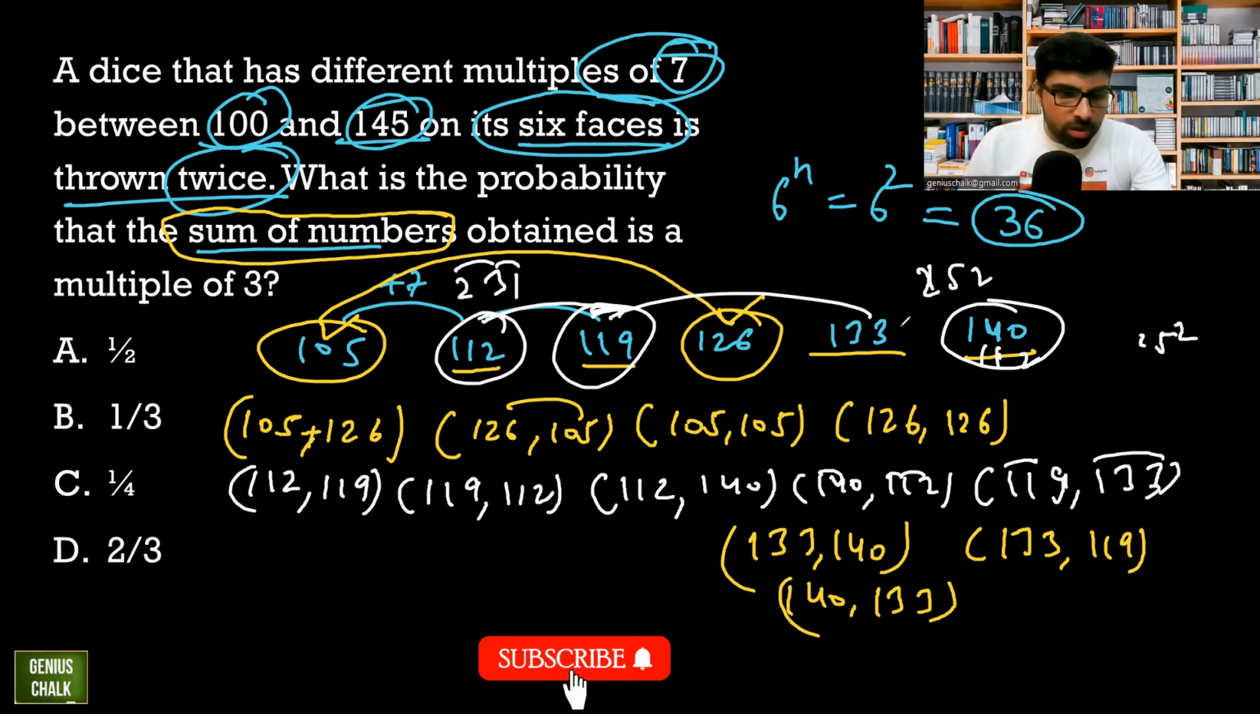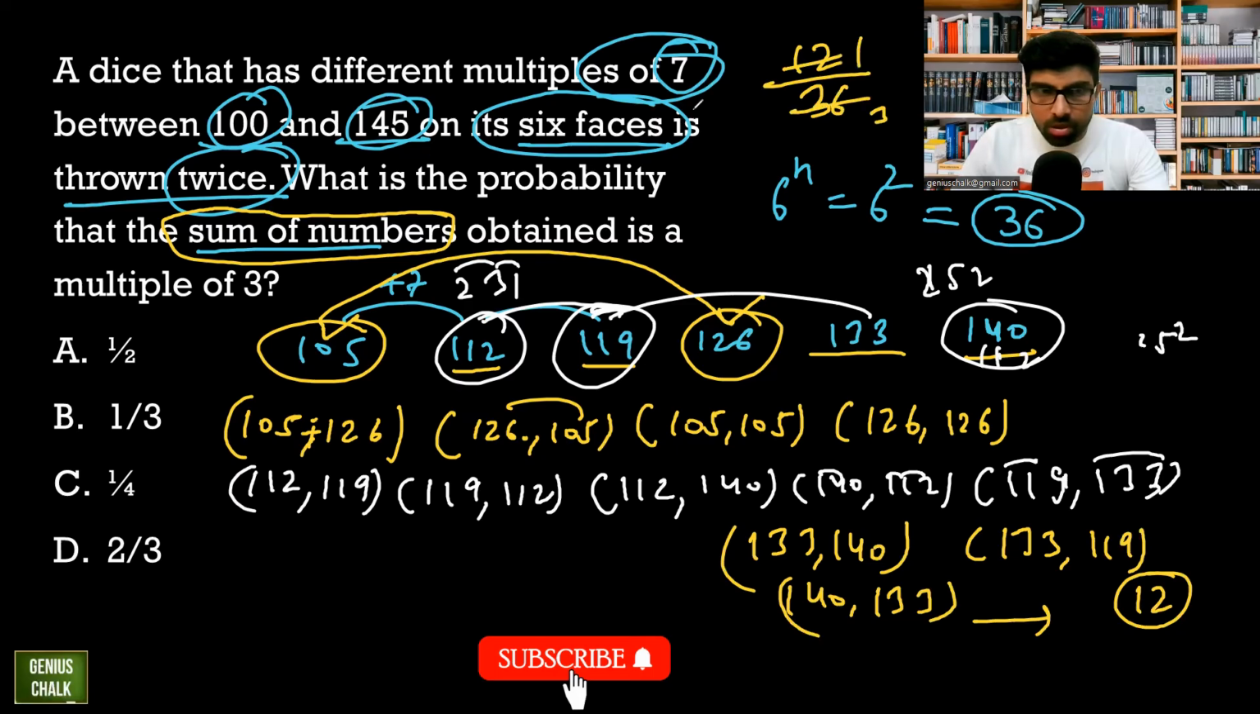So all the numbers which could be formed, these are the numbers. So how many pairs? There are 12 cases. You count 1, 2, 3, 4, and they will be 12. So the answer of the question is there are 12 cases out of total 36 cases. So the answer is 1 by 3.